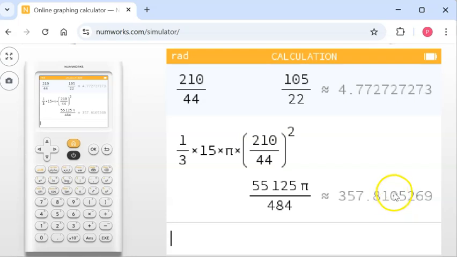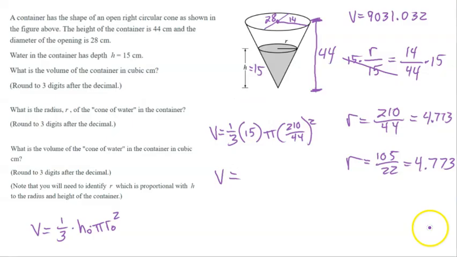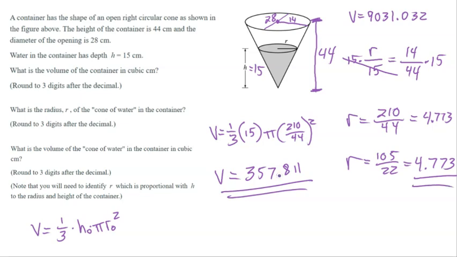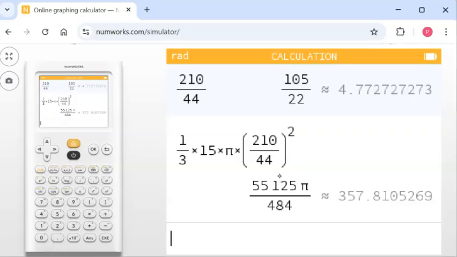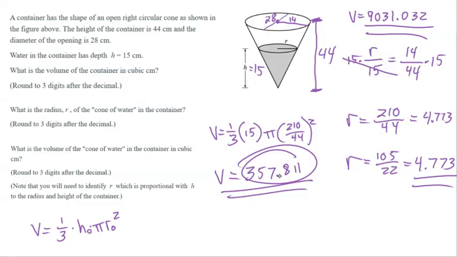And we get 357.811. This 5 is going to turn this 0 into a 1, so 357.811. And that is our final answer. So our radius is 4.773. The volume of the overall container is 9,031.032, and the volume of water is 357.811.